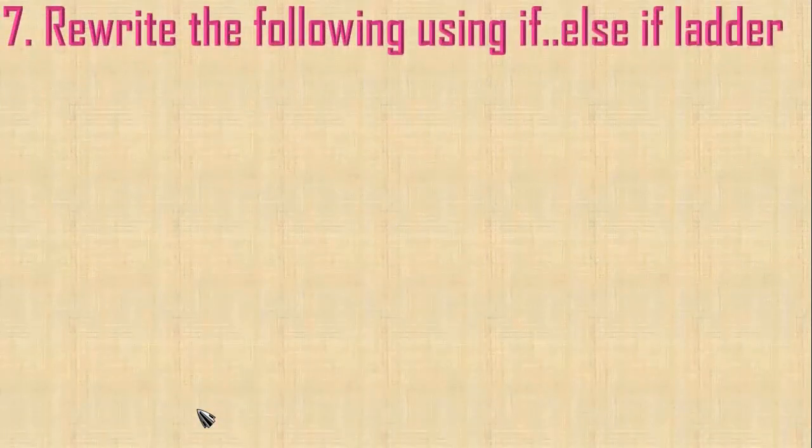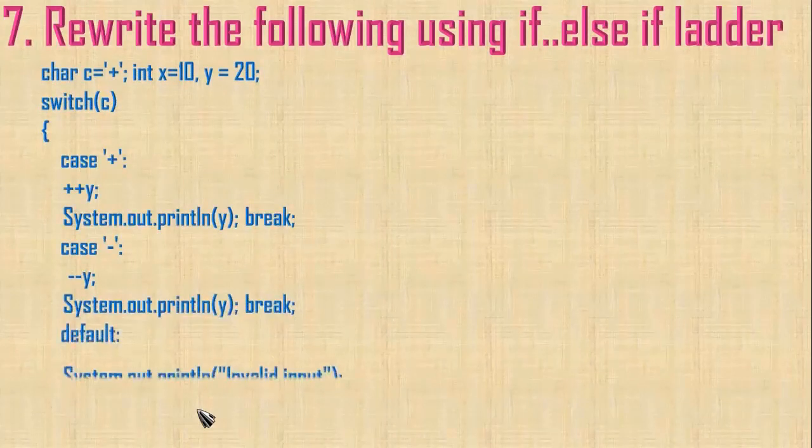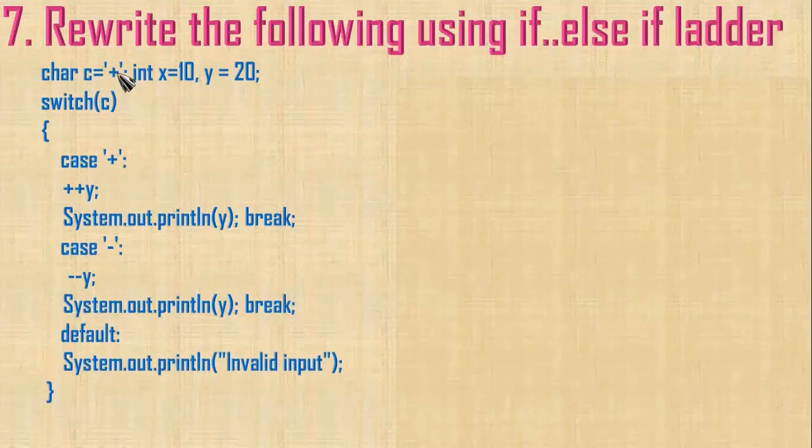Let us go to the next question. Rewrite the following using if else if ladder. Here character C is initialized as plus character. Int x is equal to 10 and then y is equal to 20. Switch C, case plus. So if it is plus it will add y once and then it prints y, breaks. If the case is minus symbol, it will decrease y's value once and then it will print y. Otherwise, default value is given, invalid input.